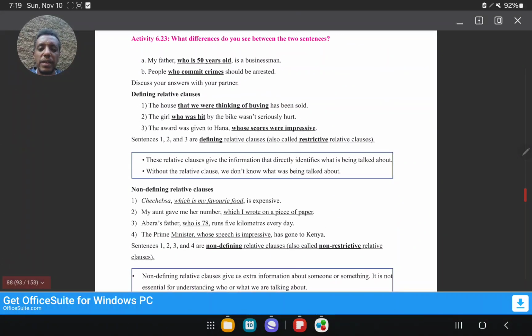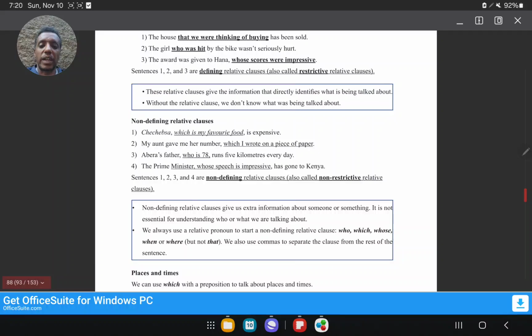Next point, this relative clause gives the information directly, identifies what is being talked about. See, ስለምን እየተወራ እንደሆነ ምን ያደርጋሉ ማለት ነው? ይገልጹልናል ማለት ነው students. Without the relative clause, we don't know what was being talked about. See, ስለምን እንደሚወራ እናውቅም። ለምሳሌ the house has been sold. Which house? Because there are many houses around you. So it is impossible to have full information. This is the point.